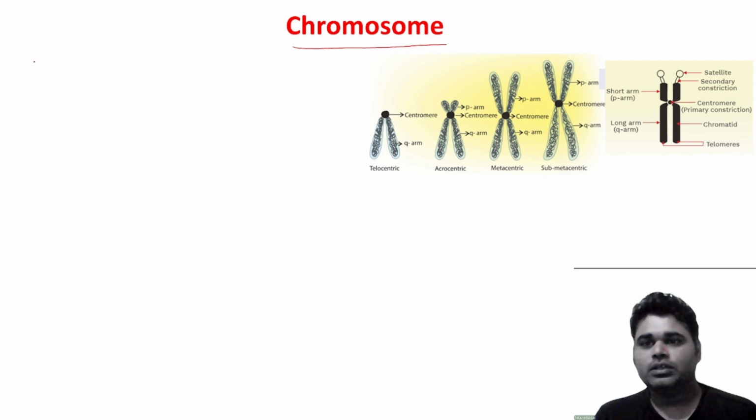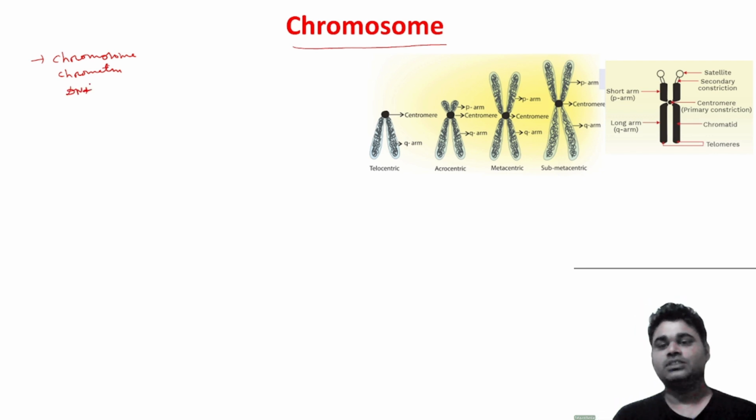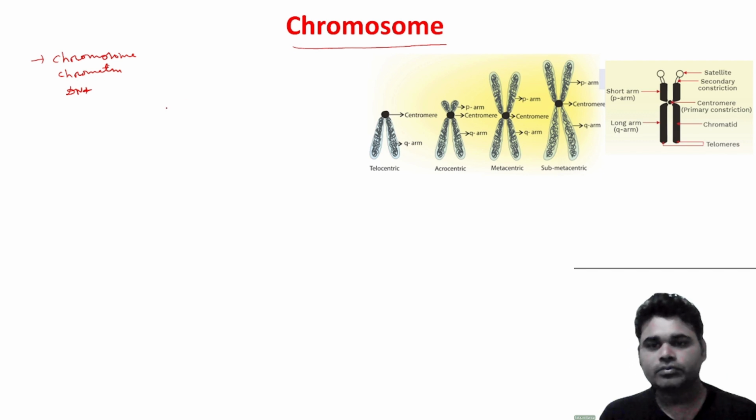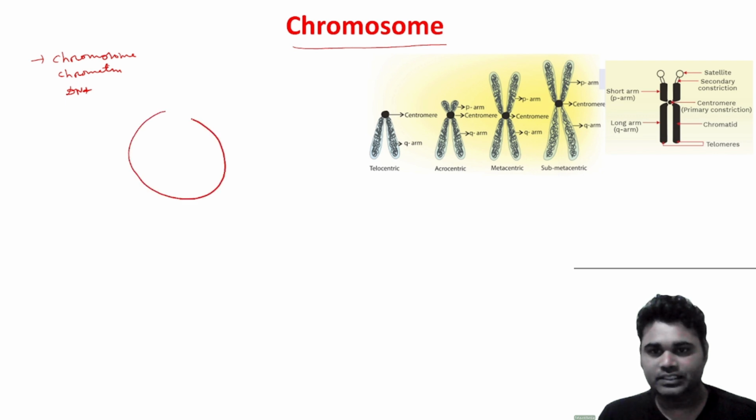You have already heard the terms chromosome, chromatin and DNA. So what is the difference between chromosome, chromatin and DNA? Now let's get into this. In the cell cycle, let's suppose this is the cell cycle.